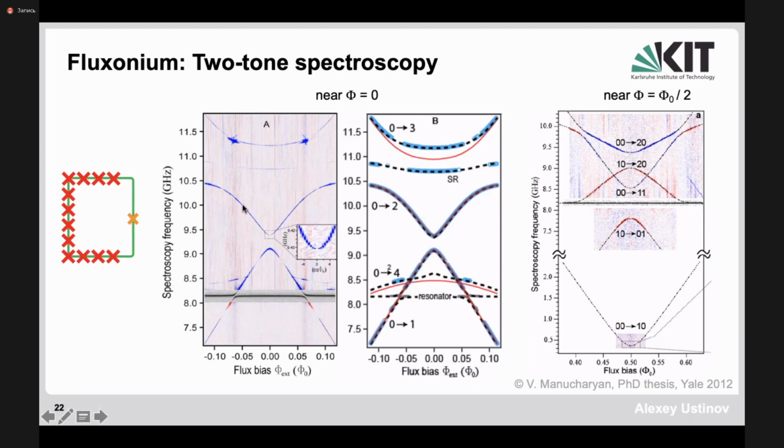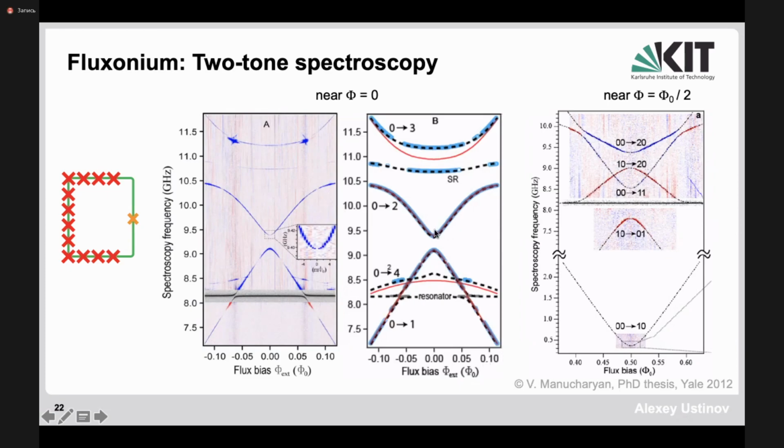Now, these are real data taken in experiment, and if you compare this with diagonalization of the full Hamiltonian, then the agreement is really very beautiful. So you observe that the transition 0-1 has this shape. At 0 flux, it has the highest frequency, about 9 gigahertz, and then goes down to very low frequency at half flux quantum, which is not shown in the middle plot.